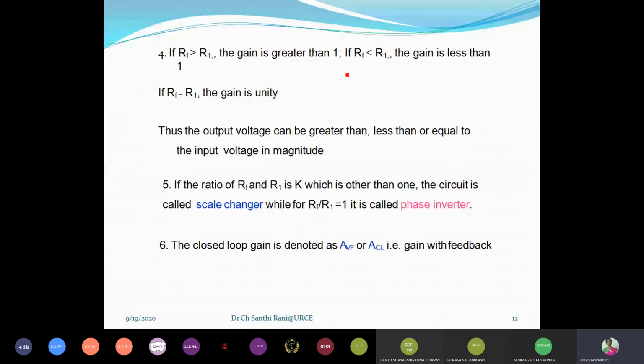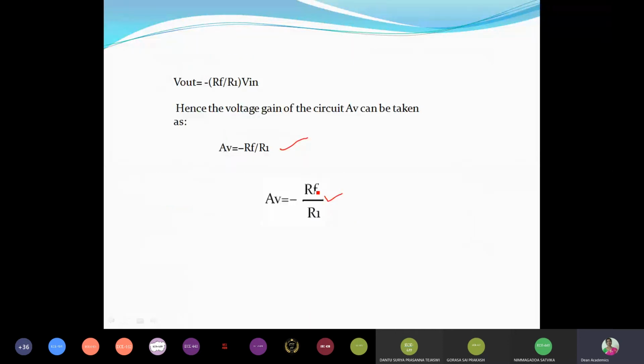So these are some cases. If RF is greater than R1, if RF is less than R1, if RF is equal to R1, what will happen? All that we can explain. Similarly, if RF equal to R1, voltage gain is equal to minus 1. That means if RF equal to R1, V out is equal to minus V in.